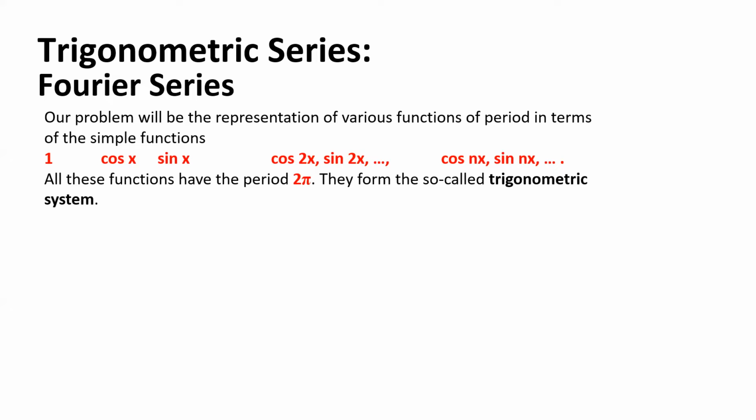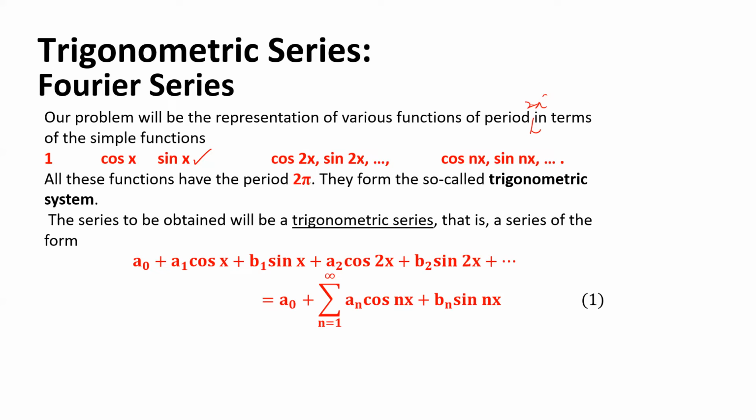So in order to represent a function in terms of Fourier series, our problem will be the representation of various functions of period 2π. In this case, we are going to discuss the functions with period 2π in terms of simple functions sin x and cos x. And this is called the trigonometric system. So the series to be obtained will be a trigonometric series, and we are going to assume that it is a series of this type.